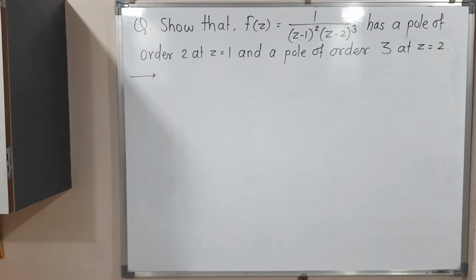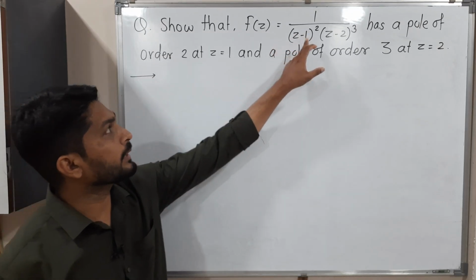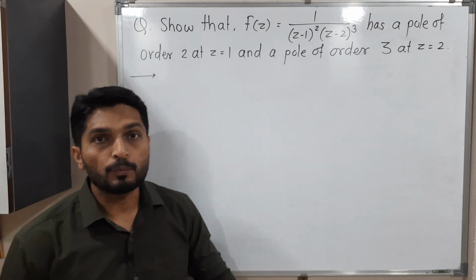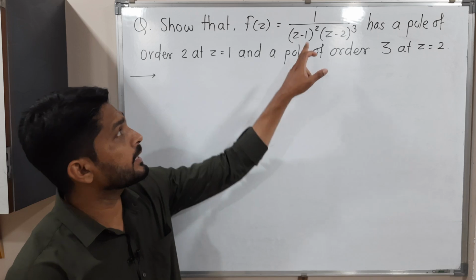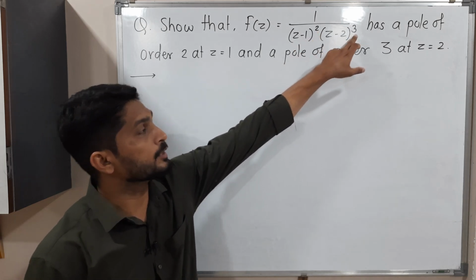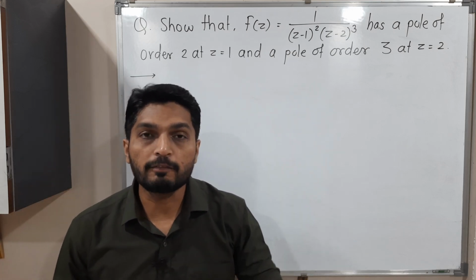Hi everyone, in this video we are going to solve this example. So what is the function we have? 1 upon (z minus 1) square, (z minus 2) cube. We have to prove that here z equal to 1 is a pole of order 2 and z equal to 2 is a pole of order 3. This thing we have to prove with the help of the definition of pole.